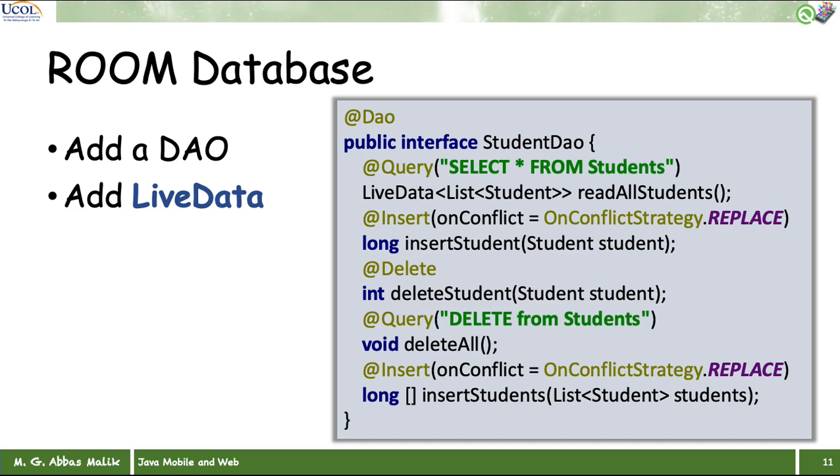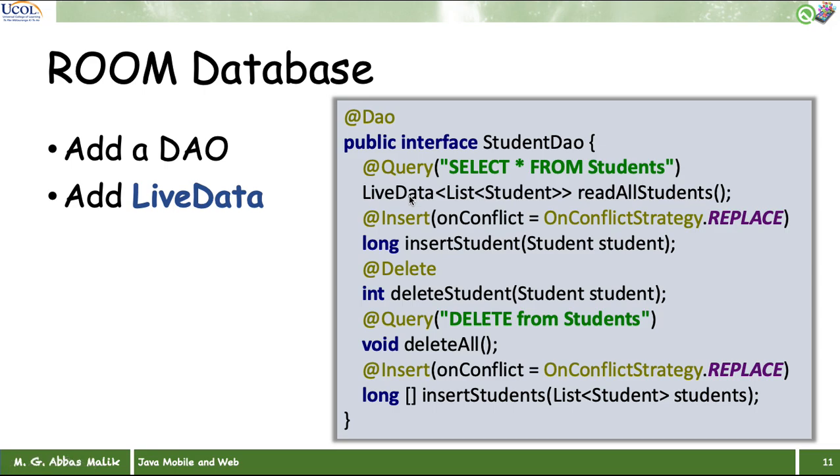looks at all the changes in the database, and if something has changed, it will automatically retrieve that information and serve it in the user interface. We don't need to do it ourselves, or keep checking whether there is a change in the database that we need to update in our user interface. So this is the purpose of live data. Here we have changed the return type of that read all students method using live data.